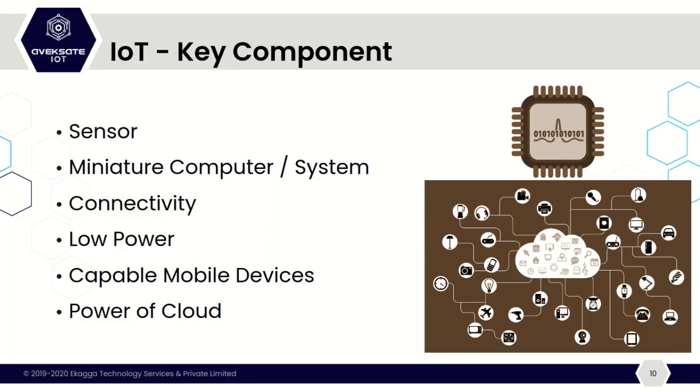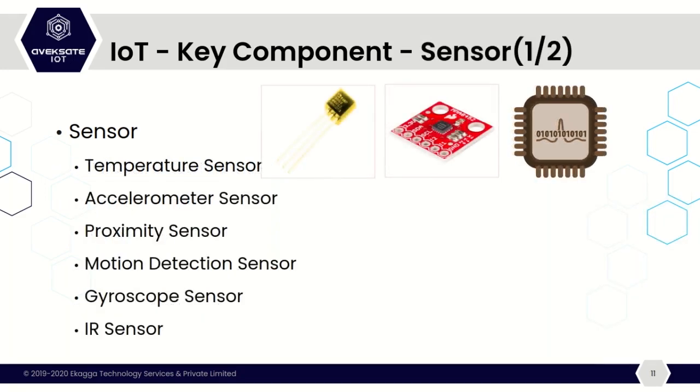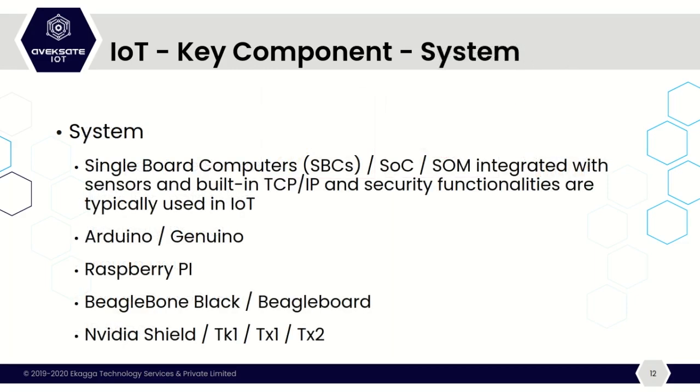And the power of cloud. The cloud is certainly an enabler, where you are storing all of the data. There are n number of sensors. Some of them I have just noted over here, for example, temperature sensor, humidity, accelerometer, proximity sensor, motion detector, gyroscope, IR sensor, and so on.